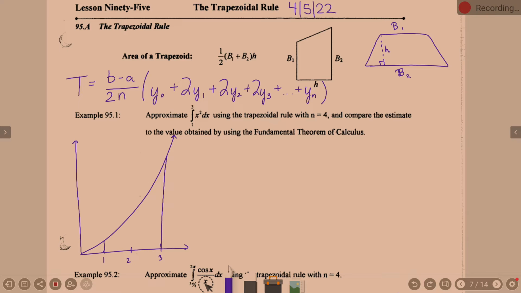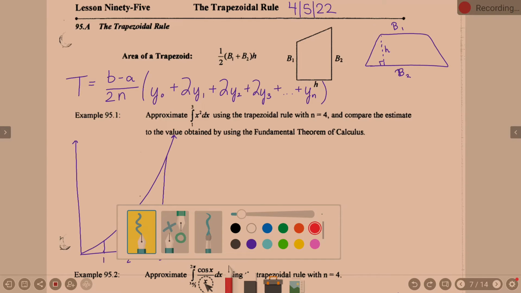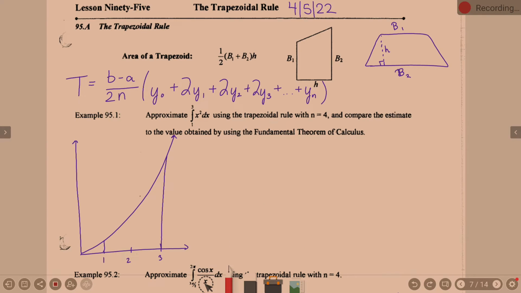It says with n equals 4. What does that n equals 4 mean? That's how many trapezoids there are going to be. That's how many intervals we're looking at, so we're looking at 4 trapezoids. Now, you may not need this, but do you remember how to find the width of each trapezoid? What's the width of each trapezoid here? If I'm taking 1 to 3 and breaking it into 4 pieces, you're going to have a width of 1/2.